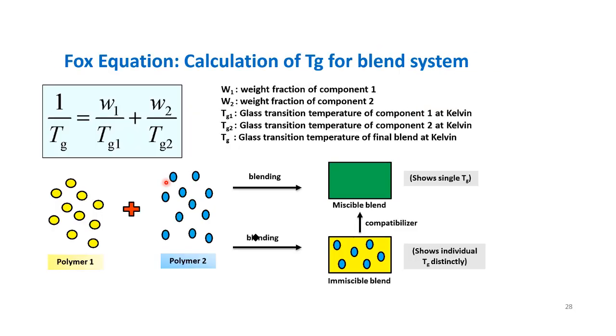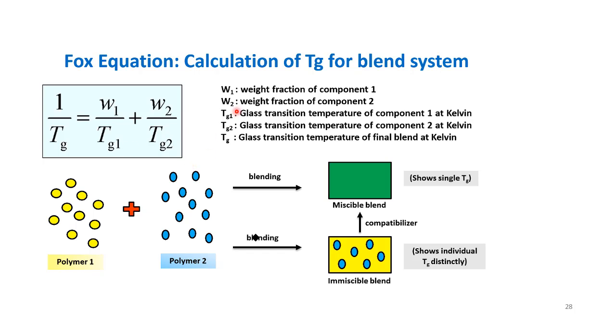Then we have the Fox equation. If we are blending two kinds of polymers, suppose polymer 1 and polymer 2, and these are very much miscible, then we will get a single Tg. But if they are not miscible at all, then we'll get two different distinct Tgs. So this is the equation: 1 by Tg equals W1 by Tg1 plus W2 by Tg2, and W1, W2 are the weight fractions of components 1 and 2.